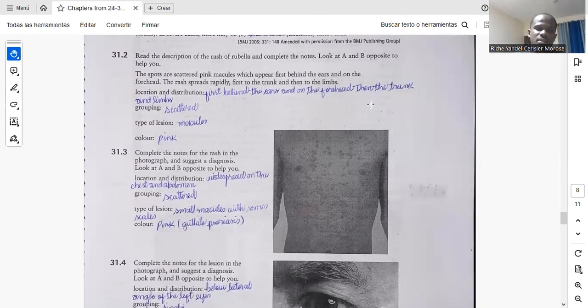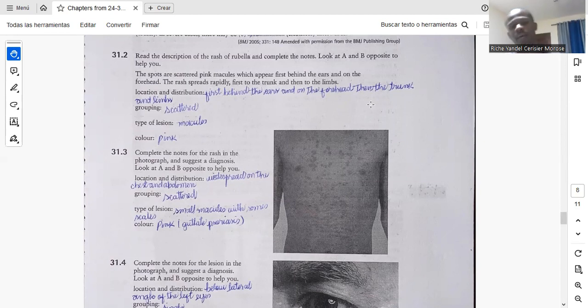Read the description of the rash of rubella and complete the notes. The spots are scattered pink macules which appear first behind the ears and on the forehead. The rash spreads rapidly, first on the trunk and then to the limbs. Location and distribution: first behind the ears and on the forehead, then the trunk and limbs. Grouping is scattered. Type of lesion is macules, color pink.